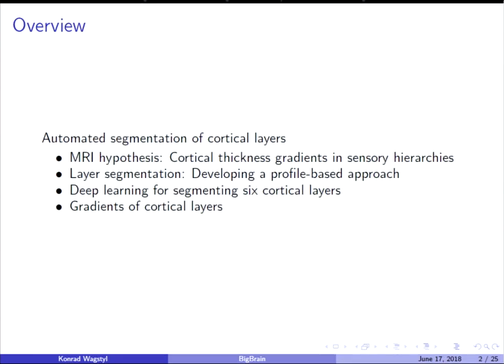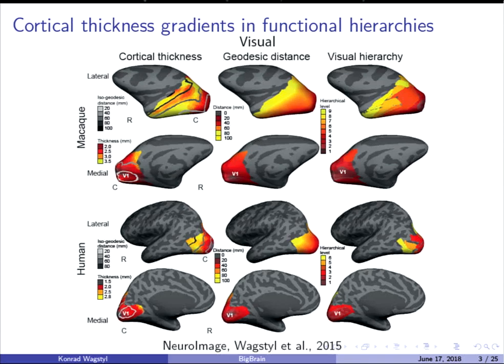Thanks. So in this talk, I'm going to start off with a little bit of the motivation as to why I was interested in looking at cortical layers across the cortex, which started with an MRI-based hypothesis. Then a little bit on how we do our layer segmentation, and now with deep learning on these 1D profiles. And then finally going back to those layers and looking at what drives MRI cortical thickness gradients cytoarchitectonically.